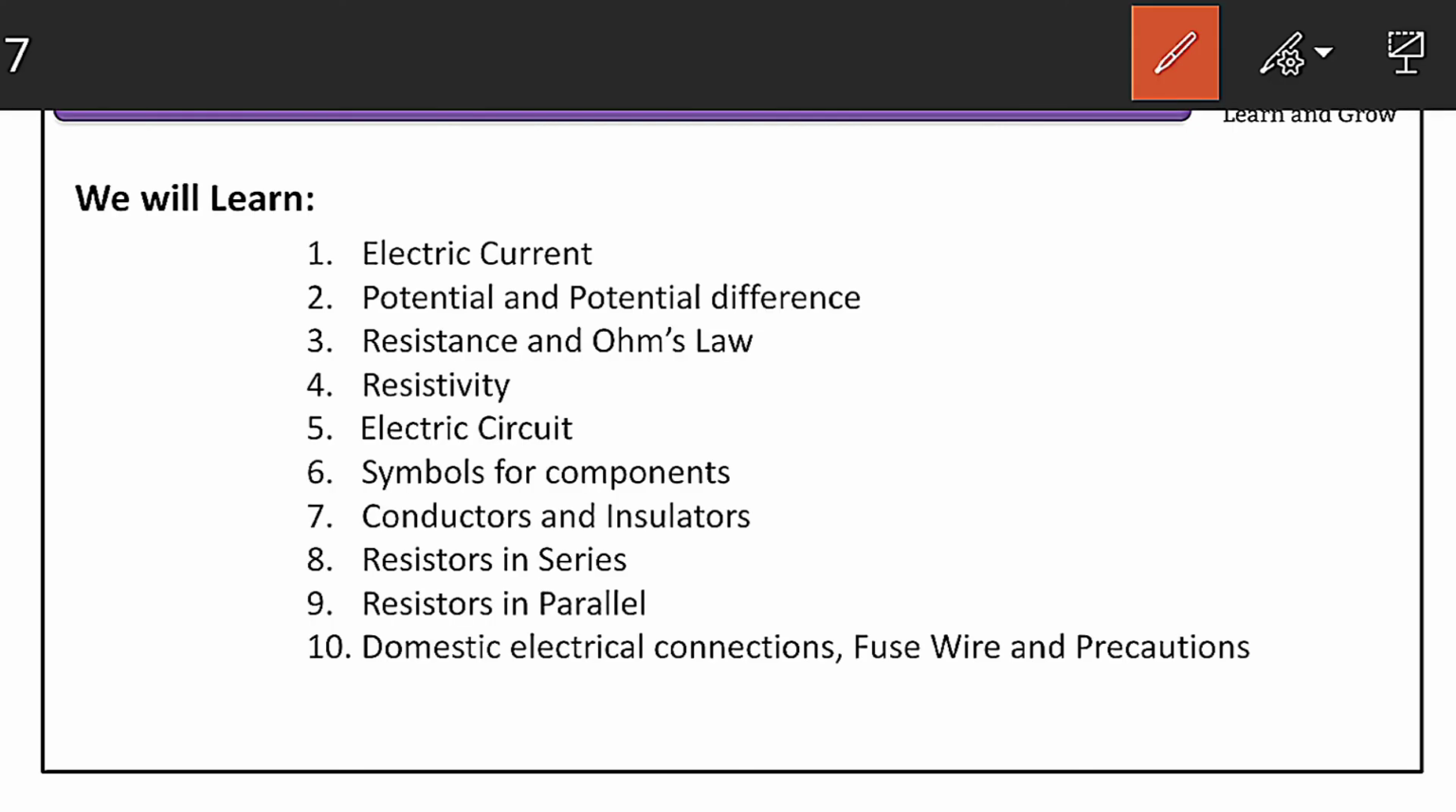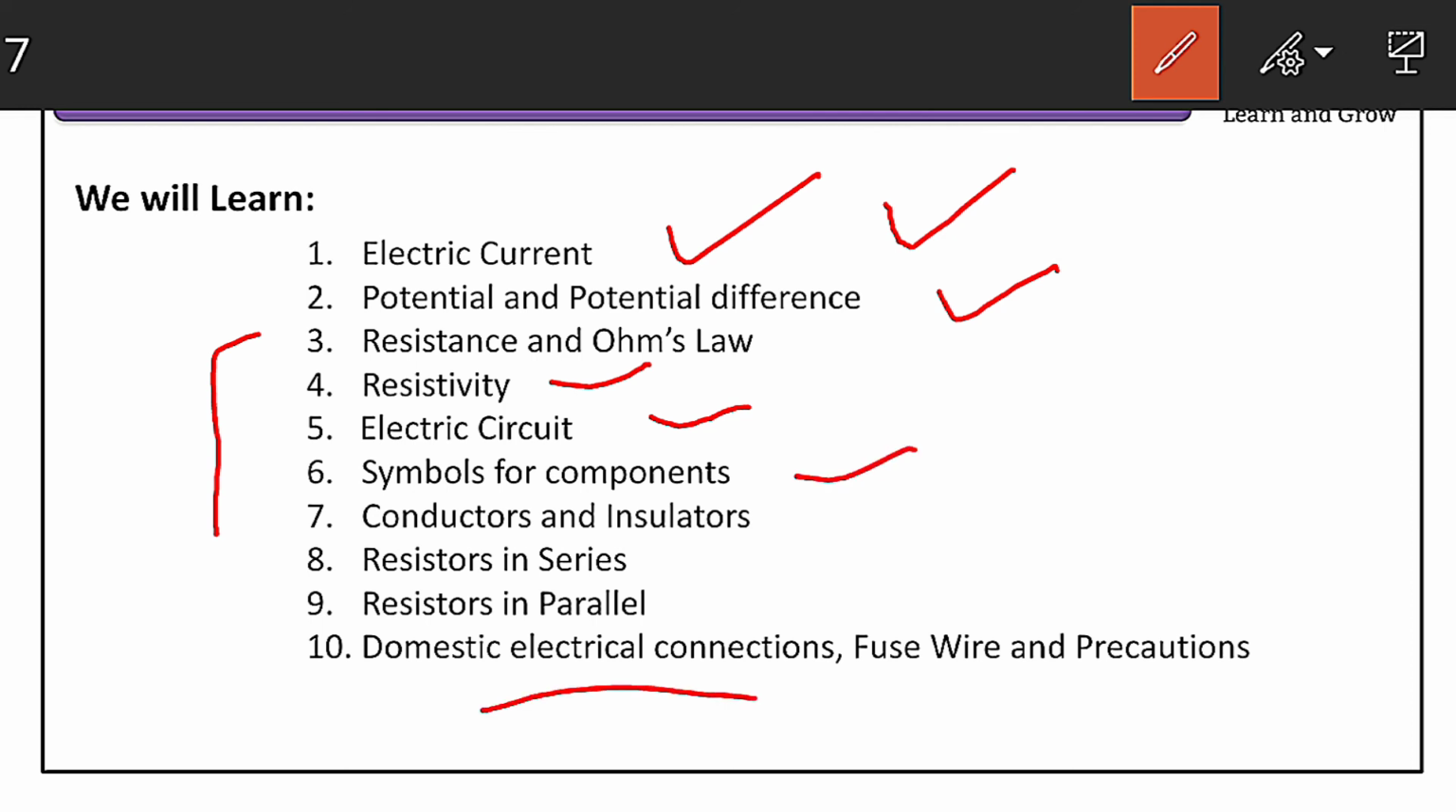So in this video we saw what electric current is, its units and formulas, and what potential difference is, its units and formulas. In the next videos we will see what resistance and Ohm's law are, what resistivity is, electric current, components, conductors, insulators, resistors in series and parallel, domestic electrical connections, fuse wire, and precautions while dealing with electricity.